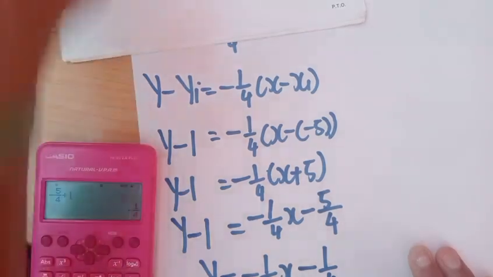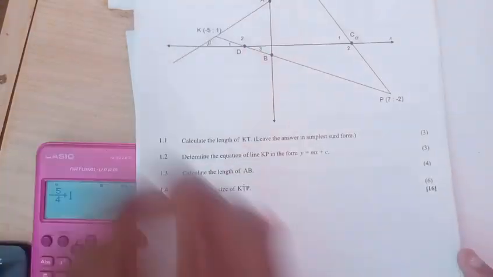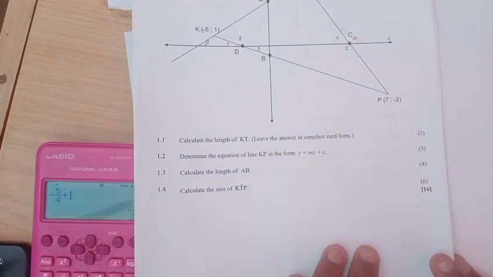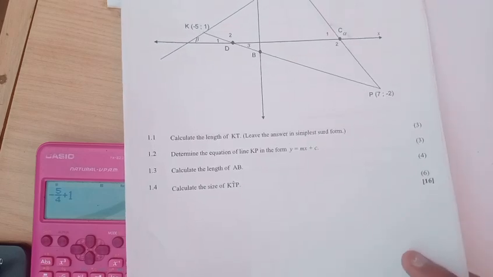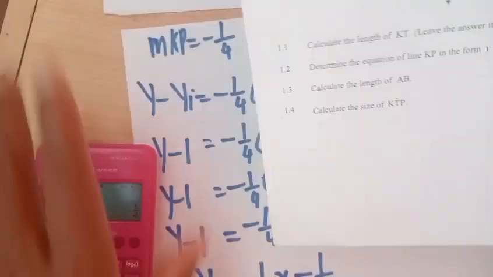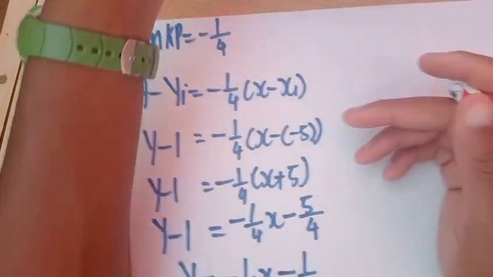Now the next question says: calculate the length of AB. So how do you get the length of AB? Check.